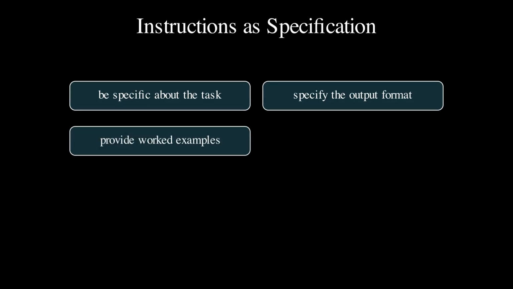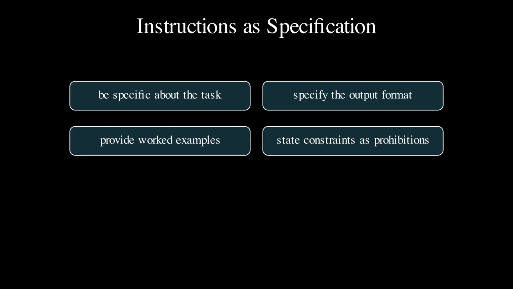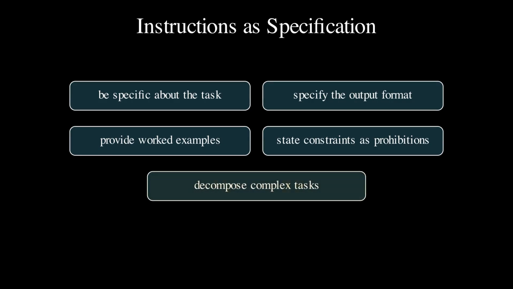Provide worked examples, showing correct output is more reliable than describing it. State constraints as direct prohibitions, rather than hoping the model infers them. And decompose complex tasks. A sequence of single-step instructions is more reliable than one instruction that asks for many steps.